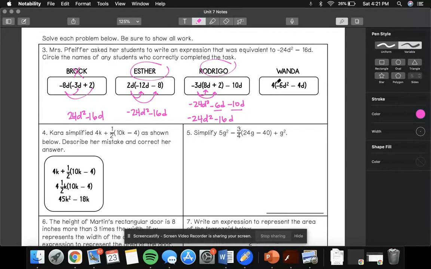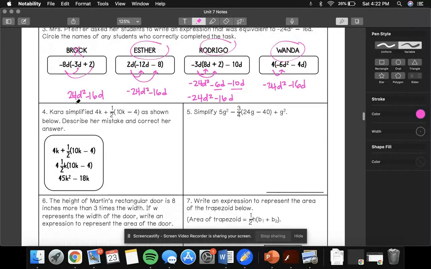And then for the other problem, for Wanda, it also looks like it matches. So Wanda, Rodrigo, and Esther are all correct.